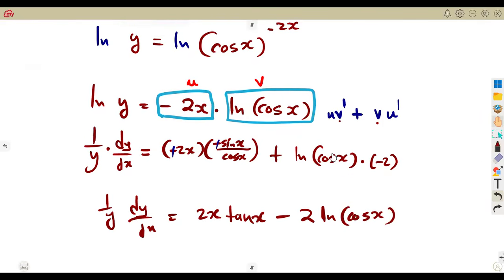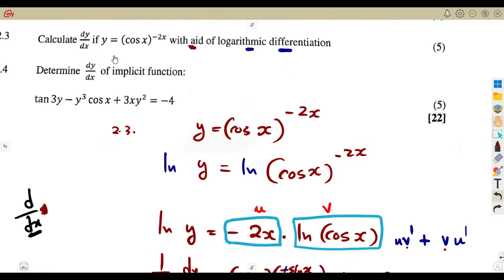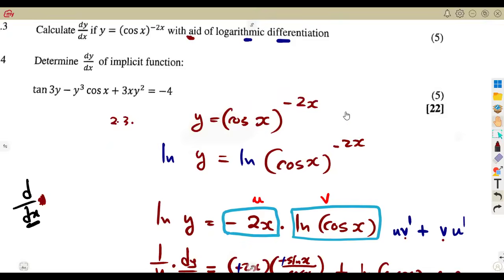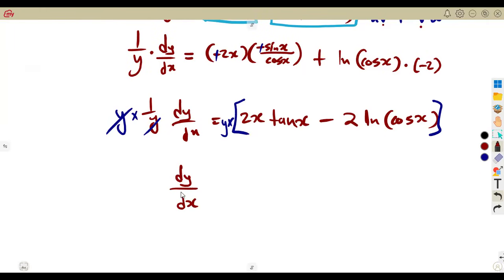And as you can see, we are done with the derivatives, but we do not have dy dx. The question is, we need dy dx. We are not seeing dy dx. It's 1 over y dy dx. So this is affecting our answer, which is y. So how do we remove this? Just multiply by y this side. Also on this side, multiply by y there, so that you can cancel. So the derivative of y, we can now see it.